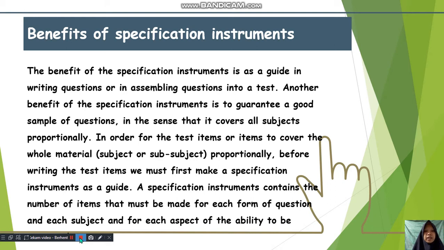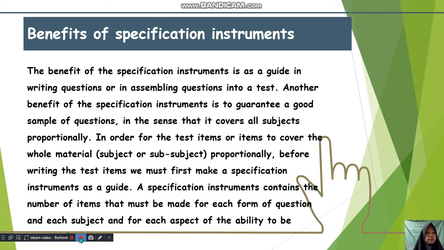Benefit of specification instrument. The benefit of the specification instrument is as a guide in writing question or in assembling question into a test. Another benefit of the specification instrument is to guarantee a good sample of question, in sense that it covers all subjects proportionally. In order for the test item to cover the whole material, subject or subsubject, proportionally.